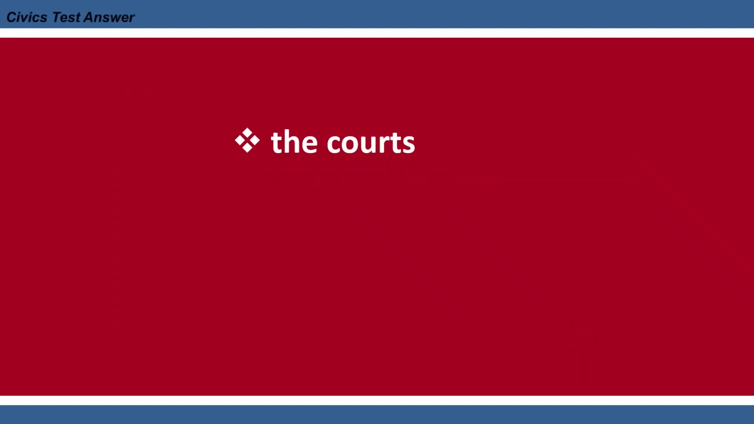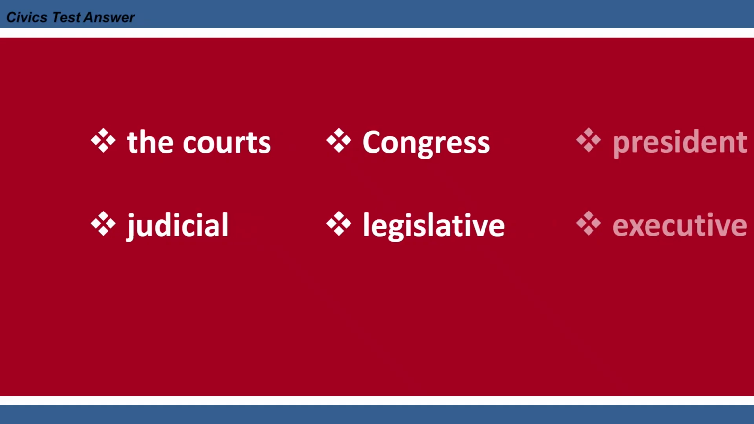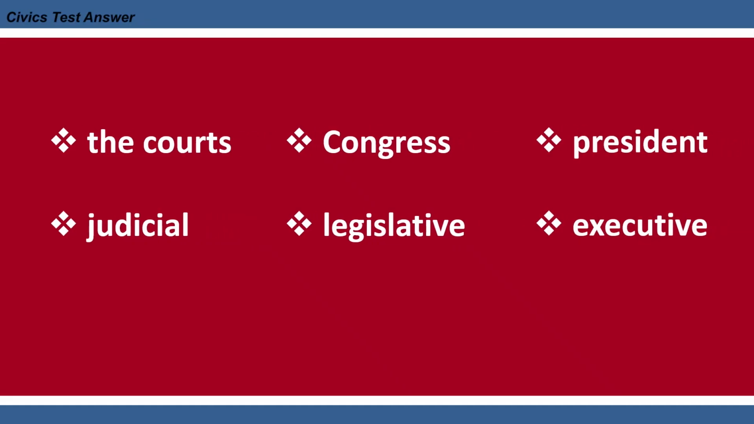The courts. The courts are a part of the government, making up the judicial branch of state or federal government. Other parts of federal government in the United States include Congress in the legislative branch and the office of the president in the executive branch.